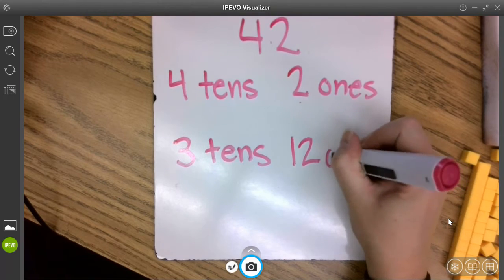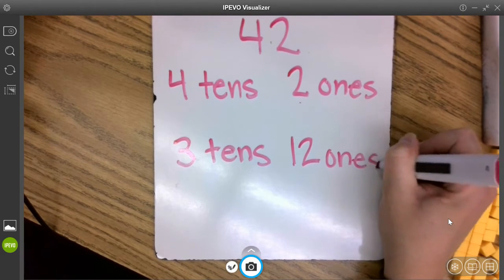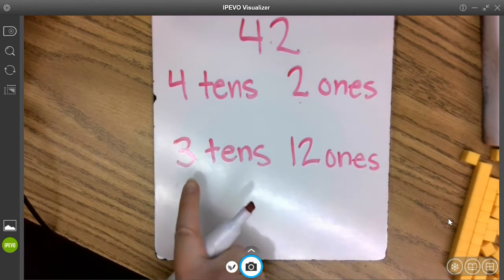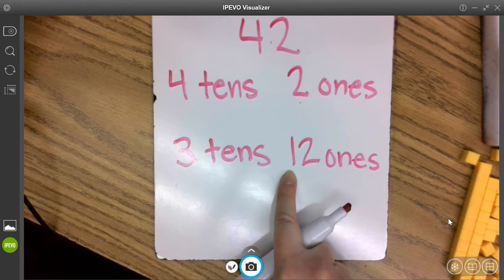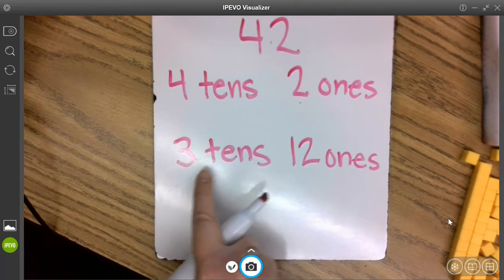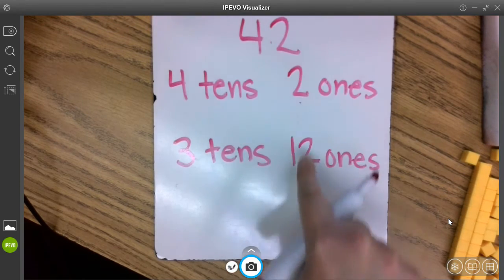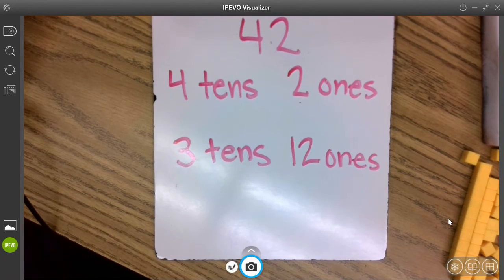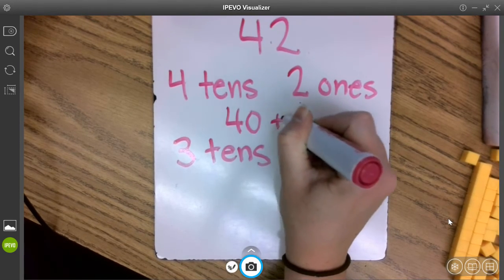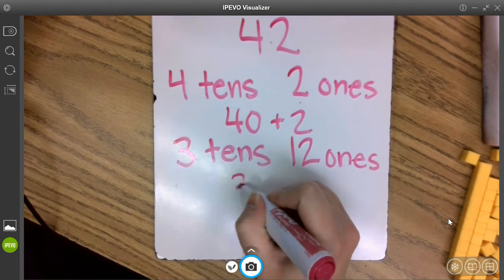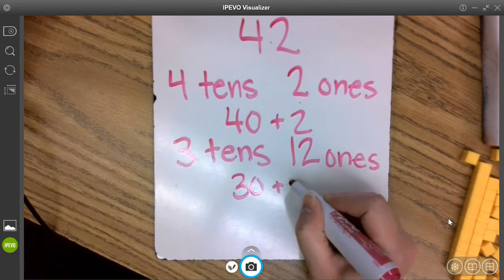So I would have to have 12 ones. Okay, so you can see I have 3 10s here and another group of 10 over here from the ones. 3 and 1 makes 4 10s and 2 left over. Okay, so here we have 40 plus 2, 30 plus 12.